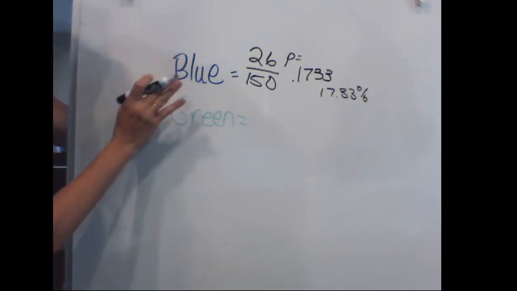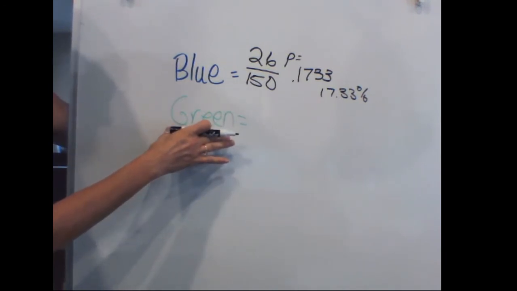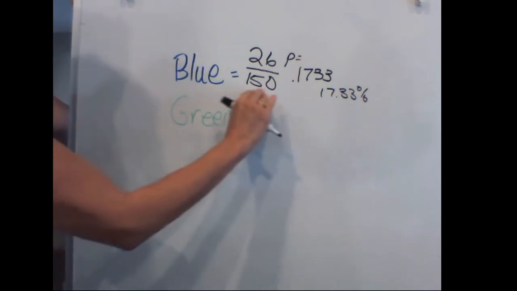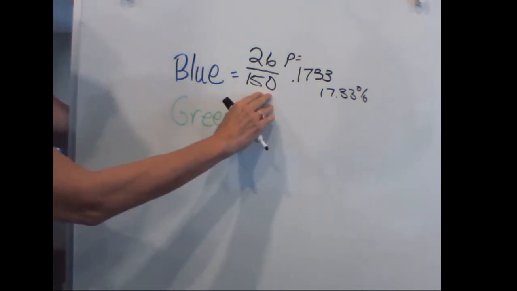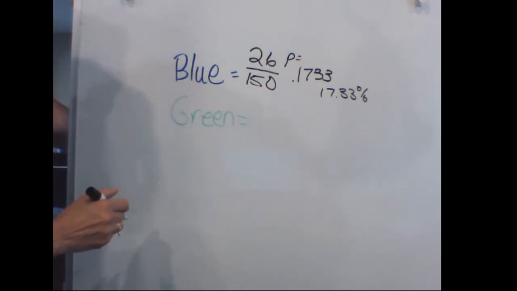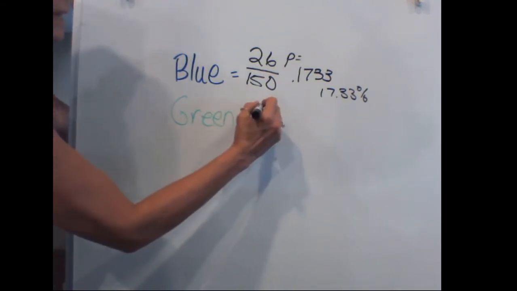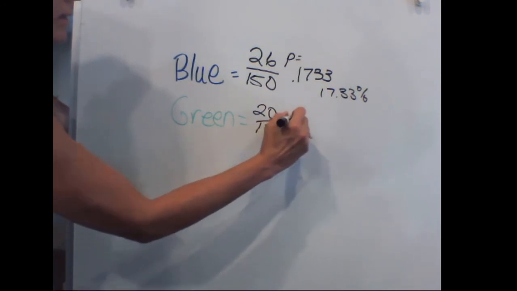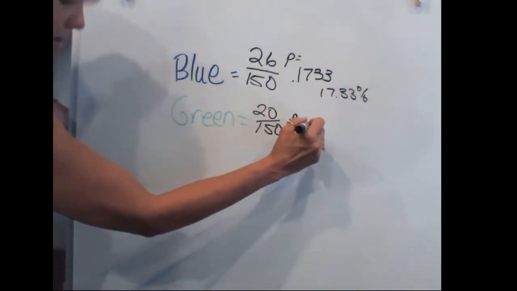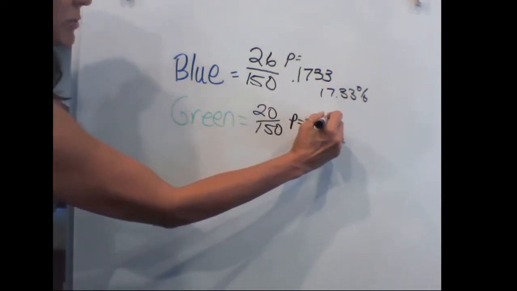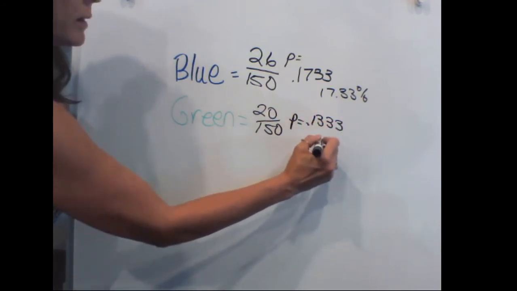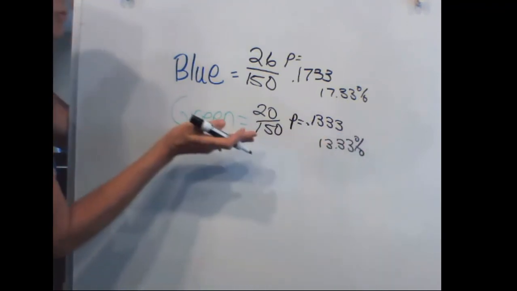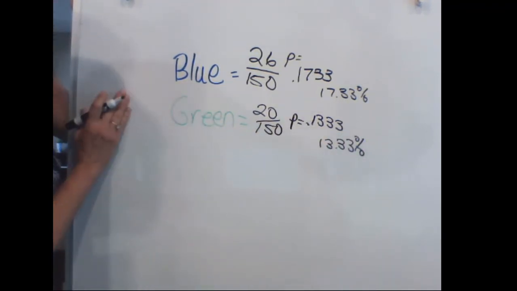Now, when I'm getting ready to draw the green jelly beans, I have to take these blue jelly beans and throw them back into the mix. I need to keep my probability denominator at 150. So for green, we had 20 green jelly beans divided by 150, which gives me a probability of 0.1333, or a 13.33% chance of drawing a green jelly bean from the total.